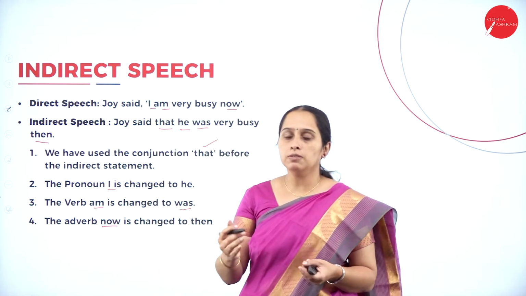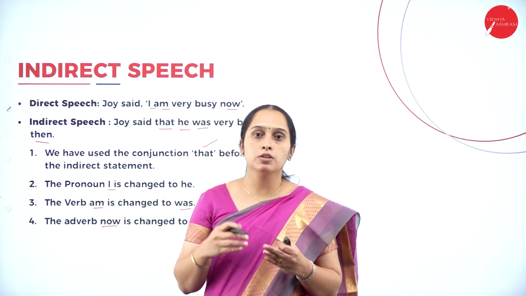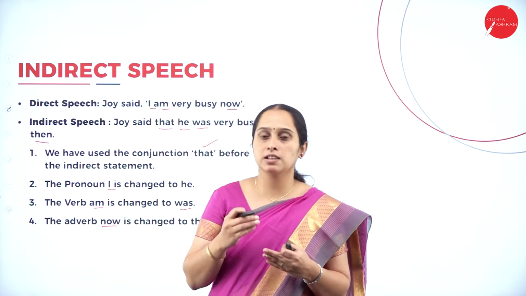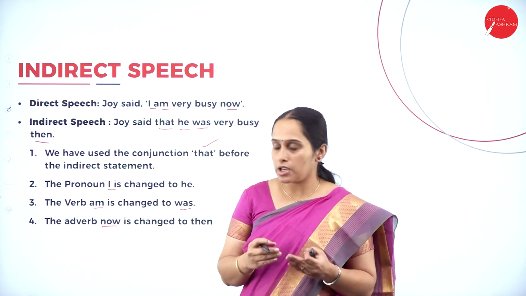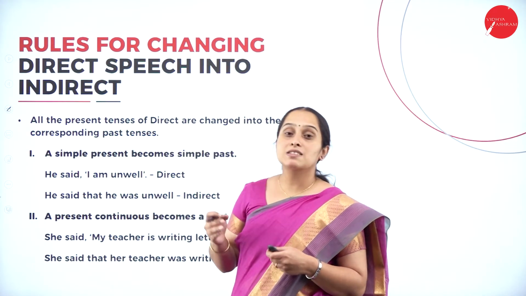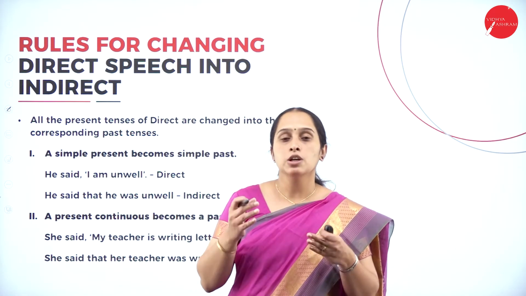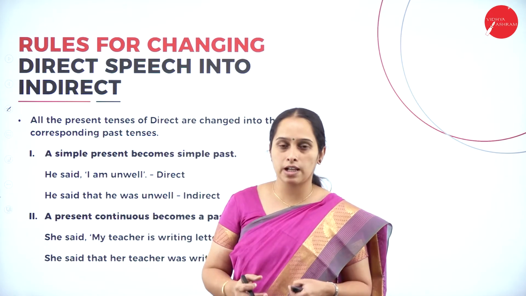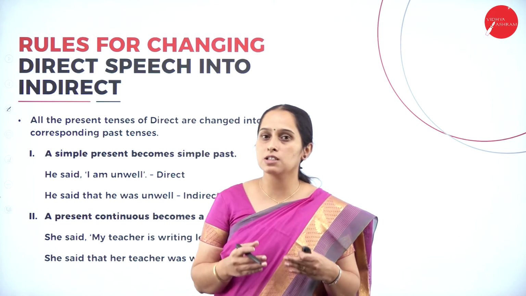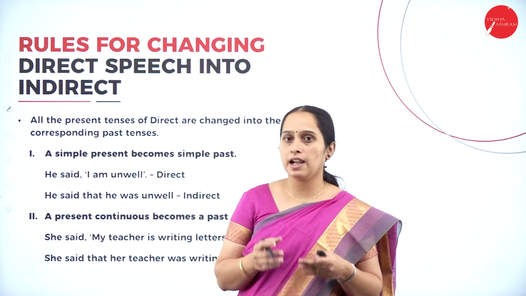Whenever we change the direct speech, we have to use some conjunction, then make some changes in the verb, conjunction, adverb, etc. There are certain rules. Simply we cannot change the direct speech into indirect speech. While changing the direct speech into indirect speech, we have to follow certain rules. Now let's look into the rules we have to follow.